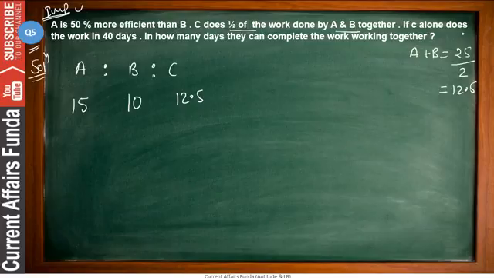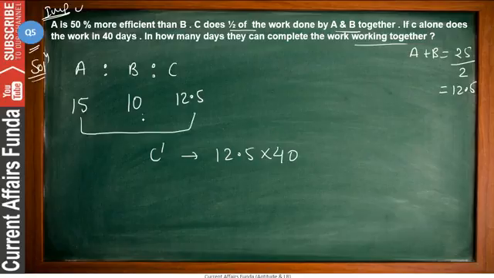If C alone does the work in 40 days, that means C is doing 12.5 efficiency work. If C is doing it in 40 days, we can say 12.5 into 40. In how many days can they complete the work working together? They, that means A, B and C.